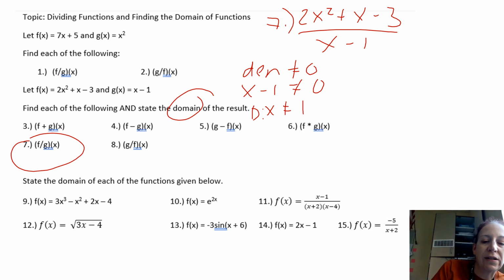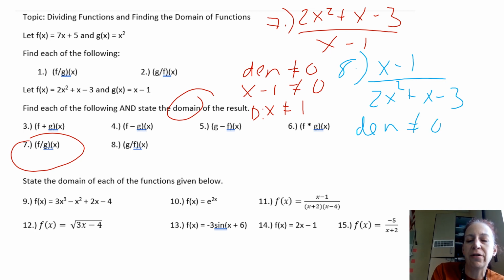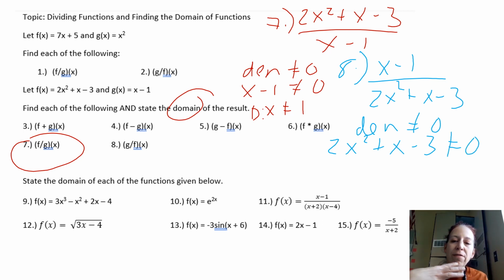Now I did have a request in period 7 for number 8. So we'll take a sneak peek at number 8. The concept is still the same. As long as you understand the concept, once again, you have the denominator can't be equal to 0. Therefore, 2x squared plus x minus 3 cannot be equal to 0. And now because that's a quadratic, that means you now have to work on solving the quadratic. And you just can't forget this. Like if it's stale, but it's got to come back to you.